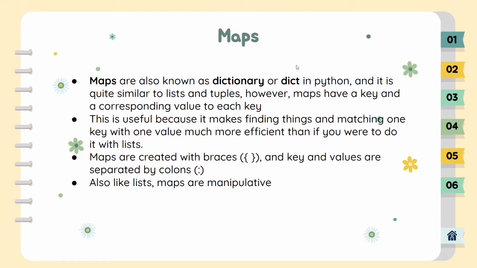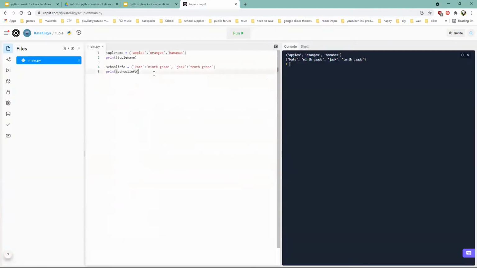So going back to the example that I was sharing, here I typed it, you can see I made a map called school info and I put Kate, this is the key, then the value would be 9th grade. As you can see, there's a colon separating it. And then you see Jack in 10th grade.